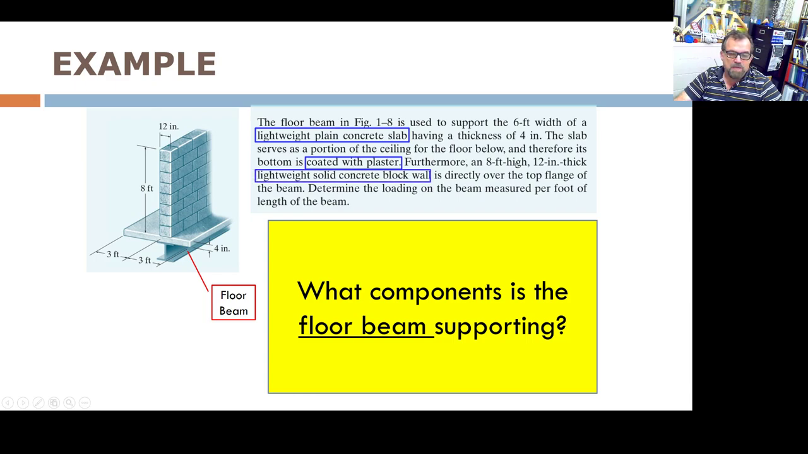And then you have an 8 foot tall, 12 inch thick, lightweight solid concrete block wall on top of that. This is a linear load, as you can see. And it's directly on the top flange of the beam. Determine the total loading on the beam measured per foot of the length of the beam. That's what we have to do.